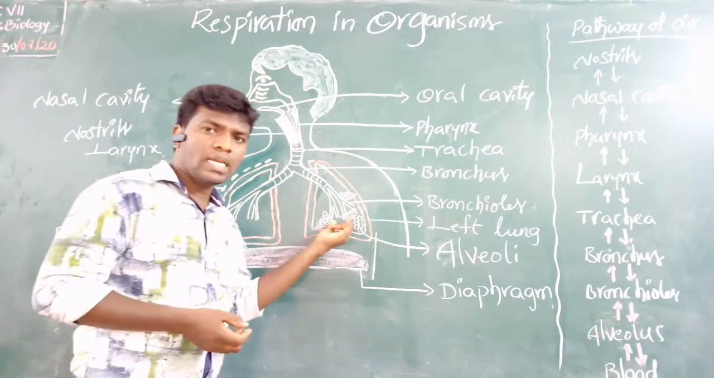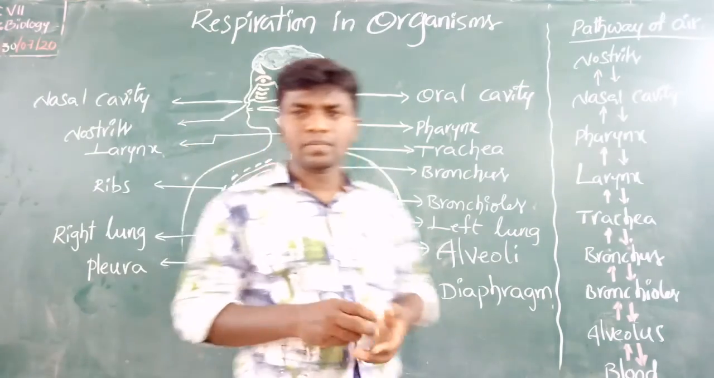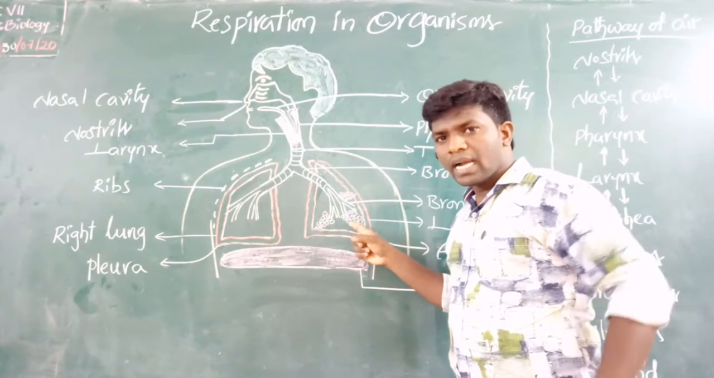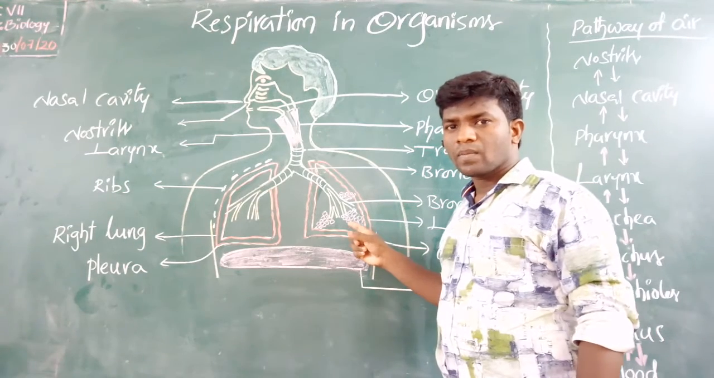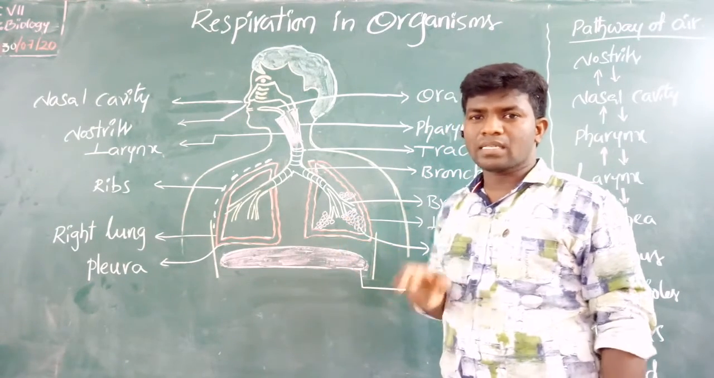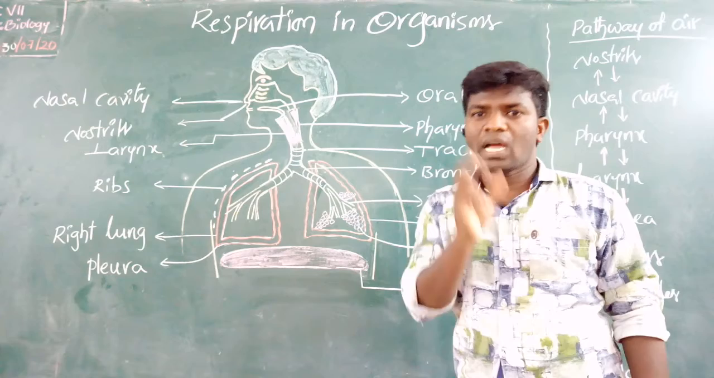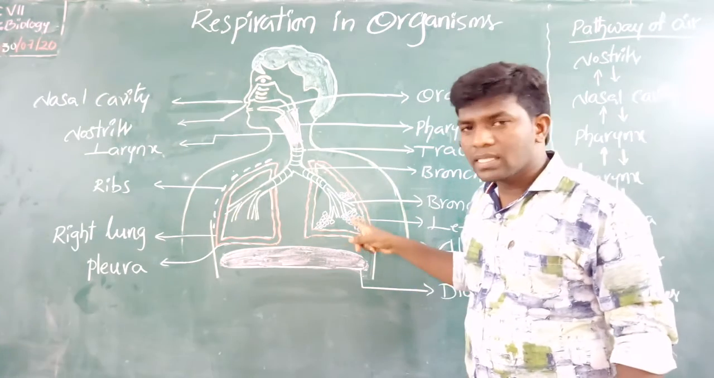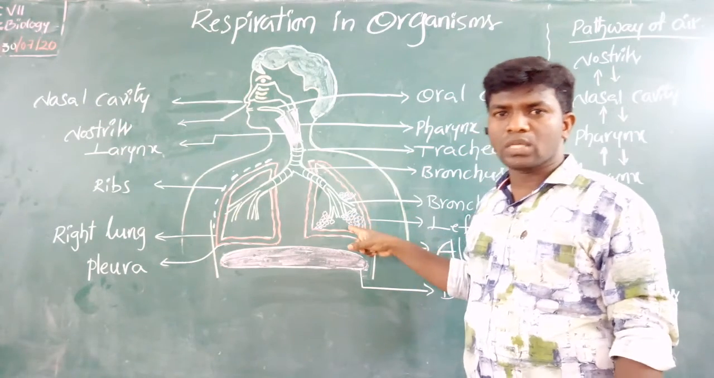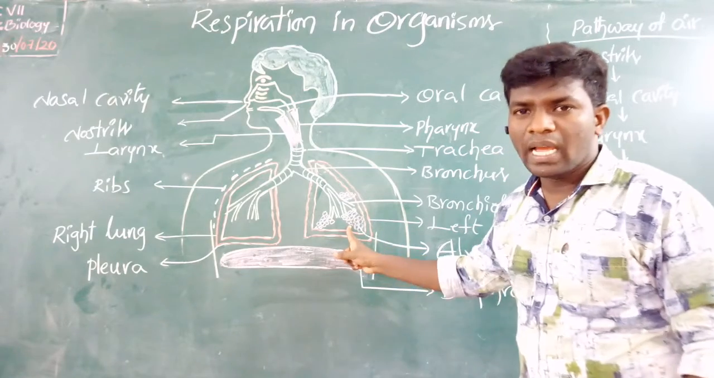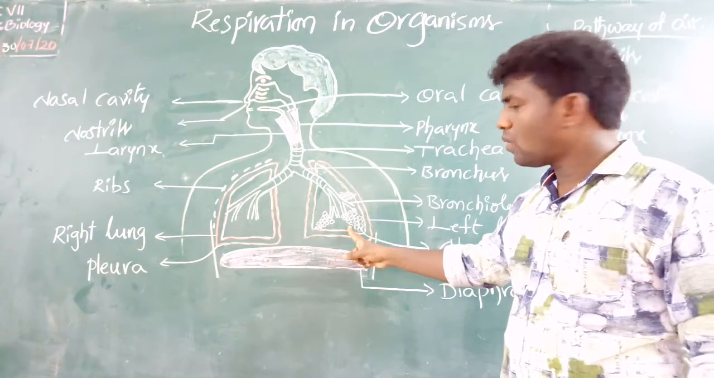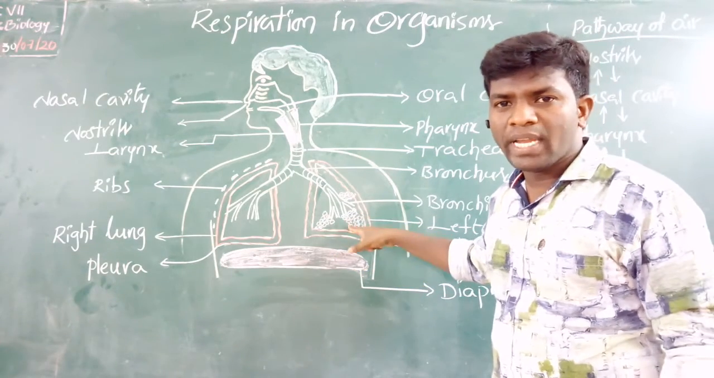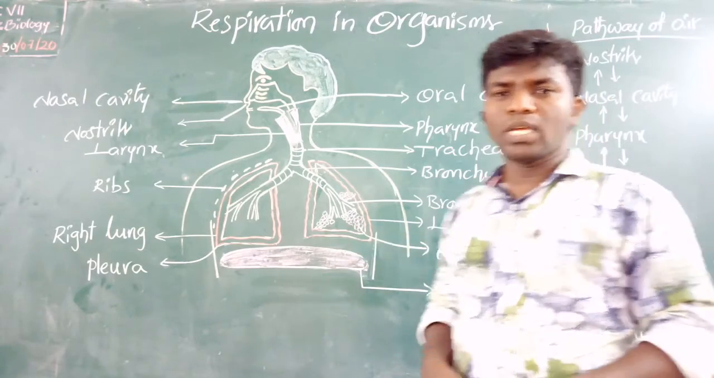In this part there are sac-like structures. It looks like a bunch of grapes, this alveolus part. In these sac-like structures, in this alveolus part, the air is purified. Okay? Then the purified air enters into the blood.